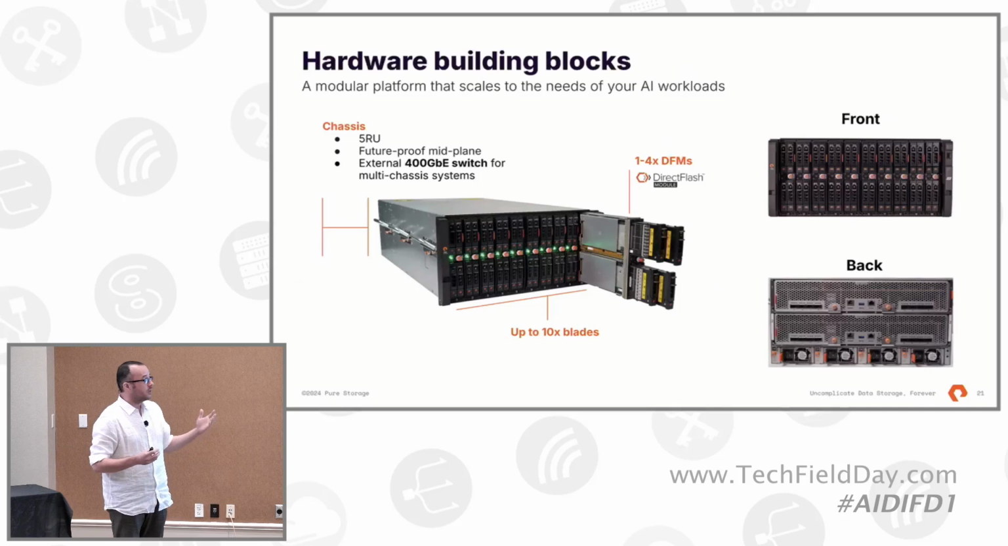So a FlashBlade cluster consists of one or more chassis. The chassis is our largest building block. Within a chassis, you can have up to 10 blades. Each blade carries a CPU complex, a bunch of memory, a network interface. Each blade can host up to 4 DFMs.